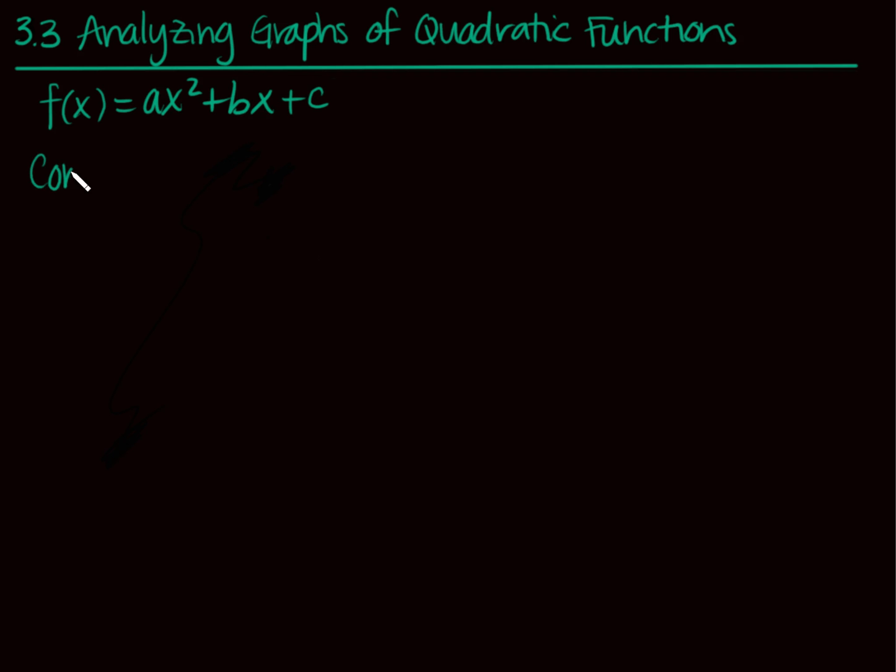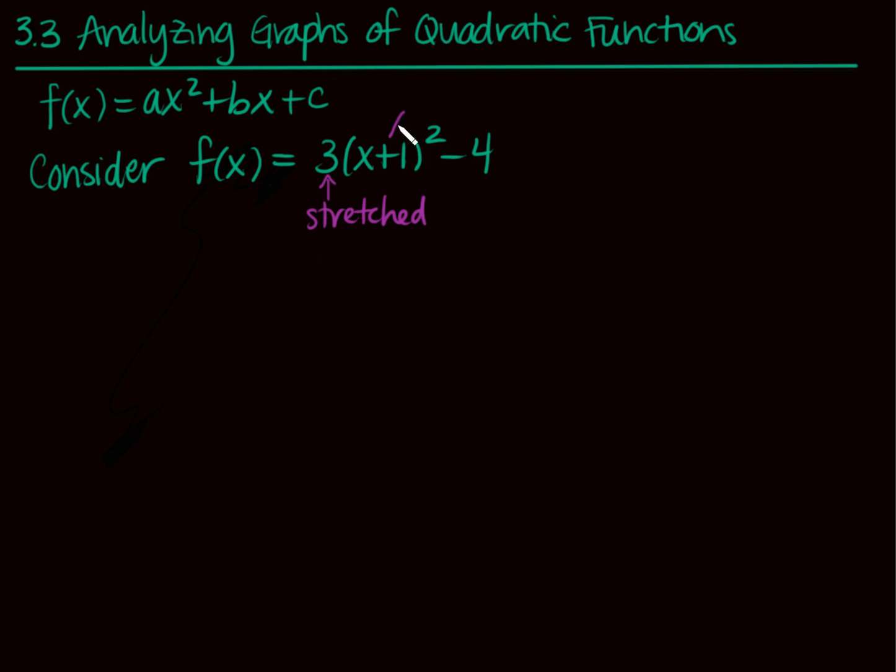So let's consider the graph of some function f of x, and we'll let this be 3 times the quantity x plus 1 squared minus 4. All right, so we know some stuff about this. We know this from 2.5. This 3 right here means it's been stretched, a vertical stretch. This plus 1 means it has been moved to the left 1 unit, and this minus 4 means that my function has been shifted down 4. And we know that this is the graph of a parabola.